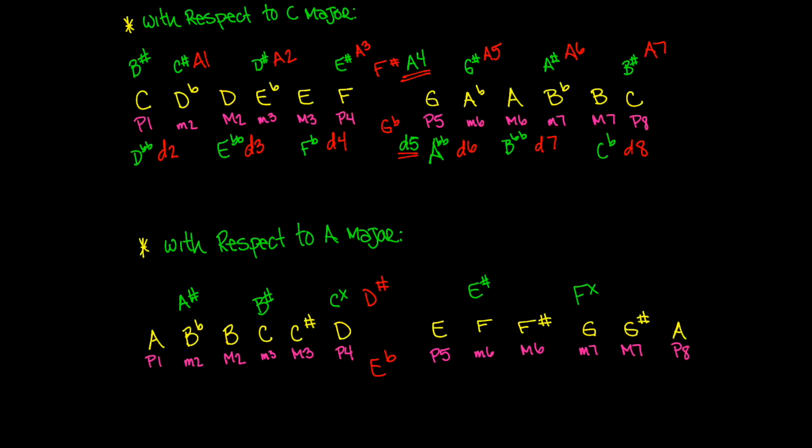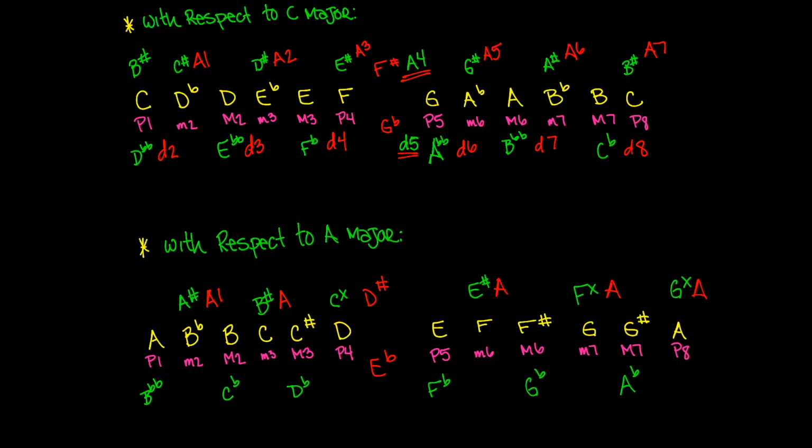F double sharp, G double sharp, B double flat, C flat, D flat. We already have our E flat, F flat, G flat, and A flat. And so down below, these are going to be our diminished intervals, and these are going to be our augmented intervals. So very quickly, this would be A1, this would be A. In fact, these are all going to be A's, right? So we'll just run through those.